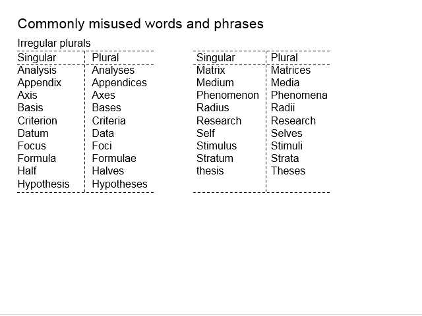Now let us proceed with the commonly misused words and phrases. This slide shows a list of words which are quite common in technical writing, especially for engineering research, and often being misused by the writers. These words have something in common, which is that they appear differently in singular and plural forms.